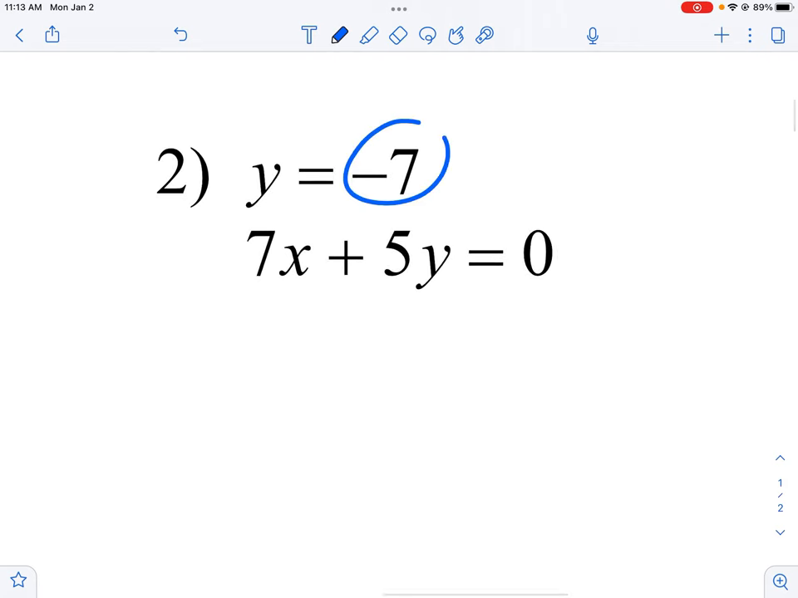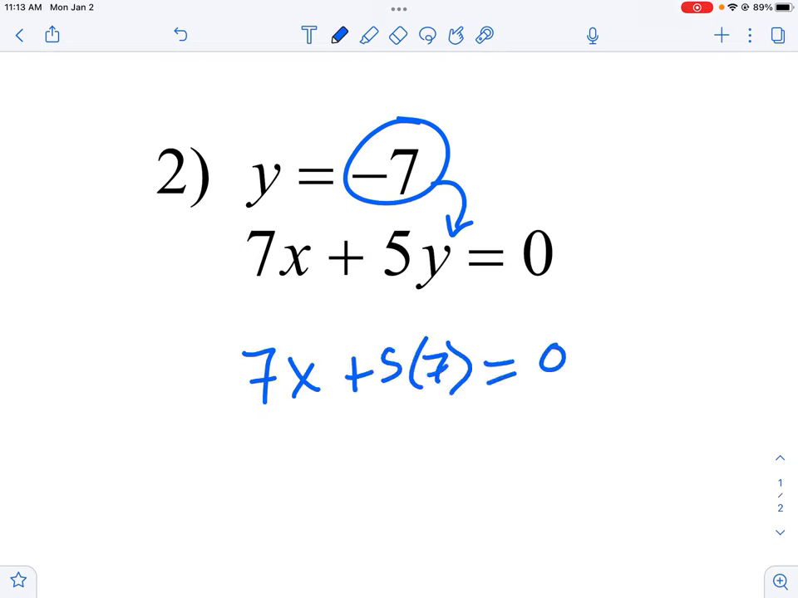All right, let's try another one. We got this one here. It tells us y is negative 7. So you can put that in the y of the other equation. We got 7x plus 5 times 7 equals 0. 5 times 7 is 35. Oh, equals 0. And we're going to finish solving.